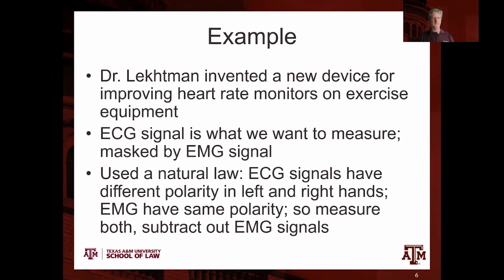And so Dr. Leckman, he didn't discover this property, but he took advantage of this natural law that ECG signals have a different polarity in the two hands, where EMGs have the same. So he'd measure both, and then he would use the fact that the EMG had the same polarity as a trick to subtract it out. And so he could remove that, filter it out of the signals that the device was measuring, these electrodes, and you would get an accurate reading of the exerciser's heart rate.